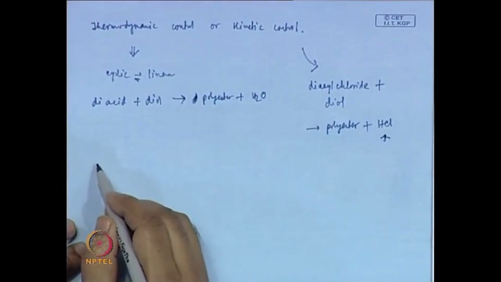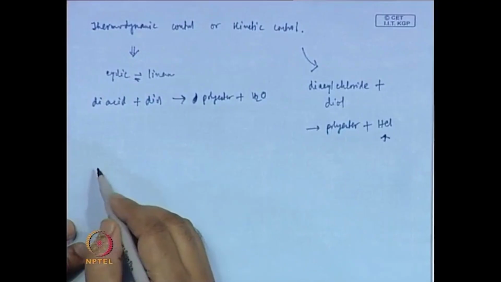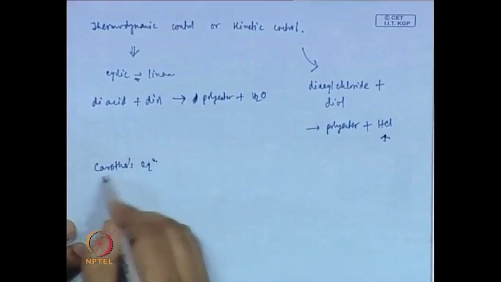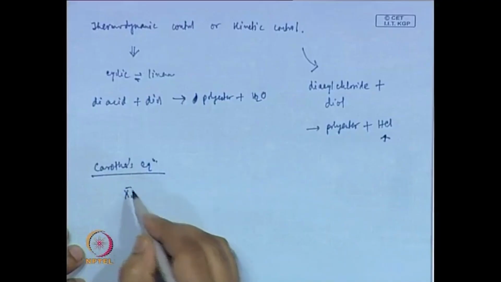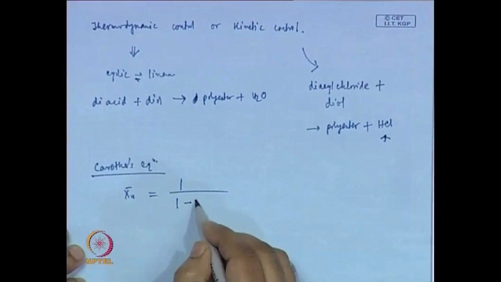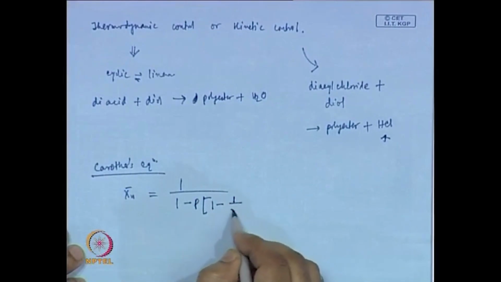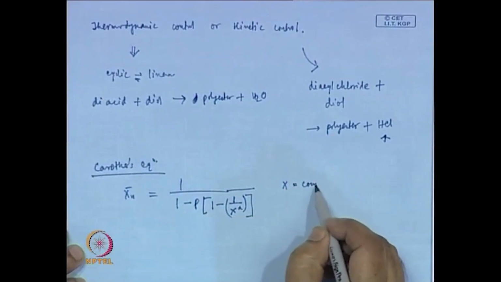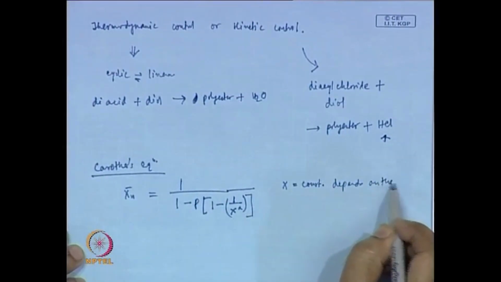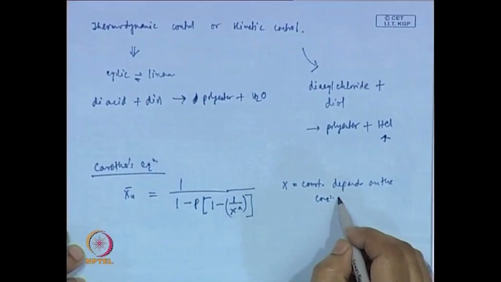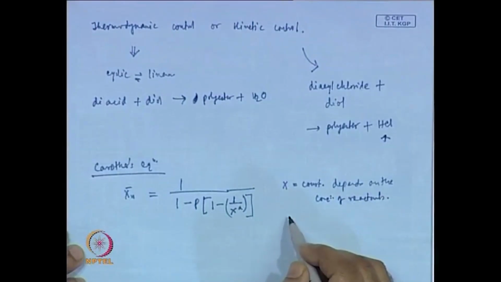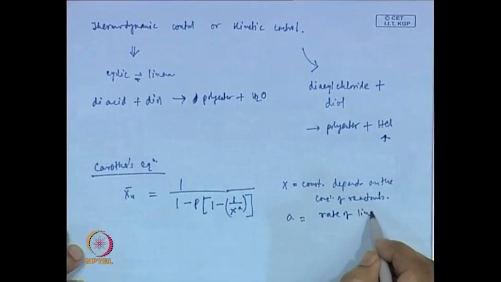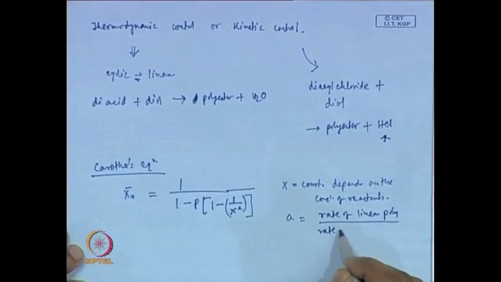So, what is the effect of formation of cyclics on the molecular weight or the degree of polymerization of the final polymers, which can be arrived at from the Carothers equation, and without going into the derivation we can write that X n is 1 by 1 minus p, where X is a constant that depends on the concentration of the reactants, and A is the rate of linear polymerization by the rate of cyclization.